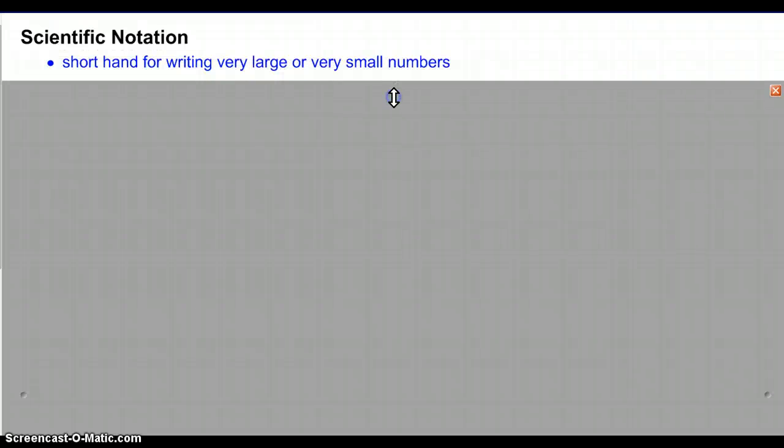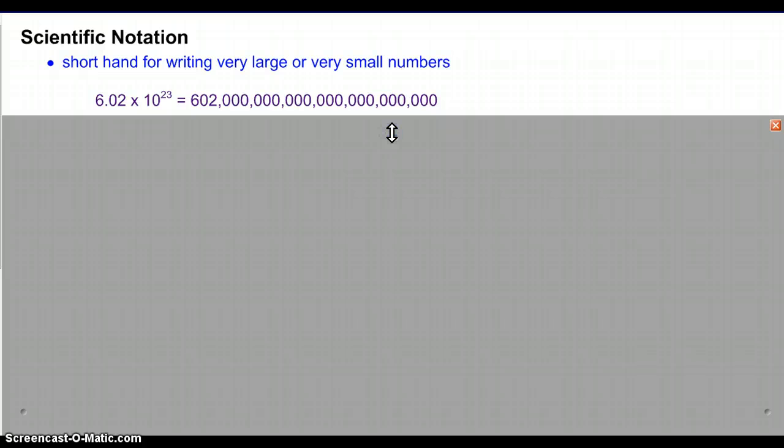This lesson is on scientific notation. Scientific notation is a way of writing very small or very large numbers in a much shorter way. So it's essentially a shorthand. For instance, a number we use in chemistry quite often is 6.02 times 10 to the 23rd. This is the number of particles, such as atoms or molecules, in 1 mole.